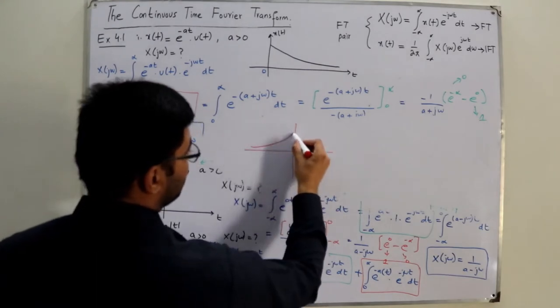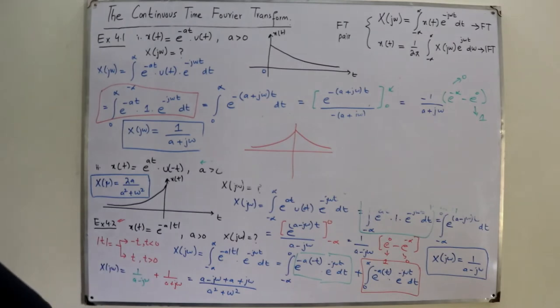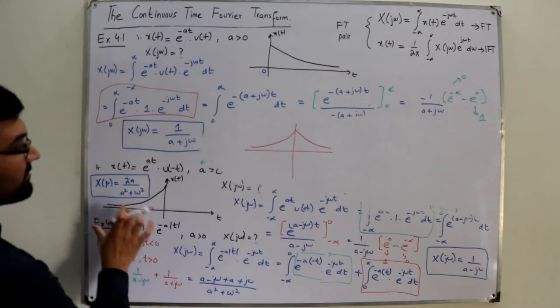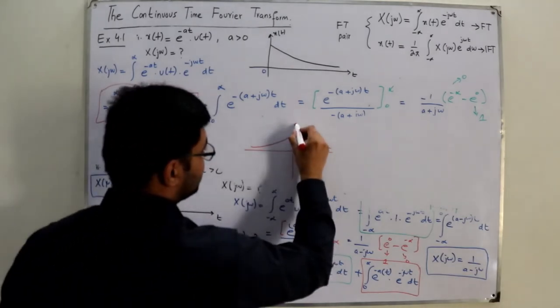First you have an exponential rise to this side, then you have an exponential decay to this side. Isn't it like this? And this X of j omega, if you see, is only a real plot. You don't have any real and imaginary, okay? So only one plot for X of j omega. That was the point. That's good that I drew it.